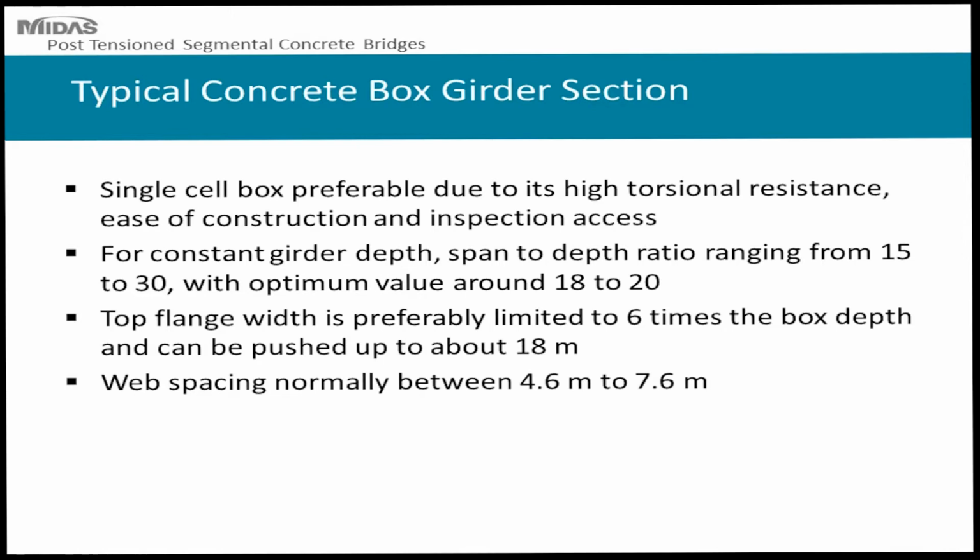For single cell box girder, it is preferable because of its high torsional resistance, ease of construction, and inspection access. If you have a constant girder depth, the typical span to depth ratio is ranging from 15 to 30, and the optimal value is about 18 to 20.